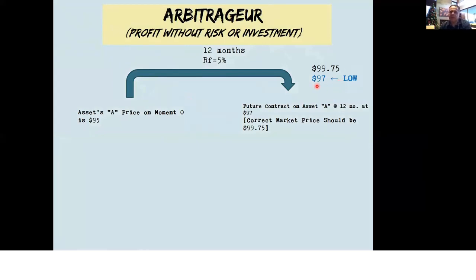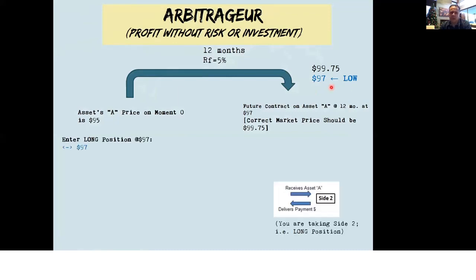Now, let's take a look at the opposite or the other alternative, which is that the contract is trading lower than the correct price. Again, we will see eventually how this correct price is estimated. But at this time, let's just assume that it's lower than it should be. So if it's lower, you want to pay that because it's lower than it should be.